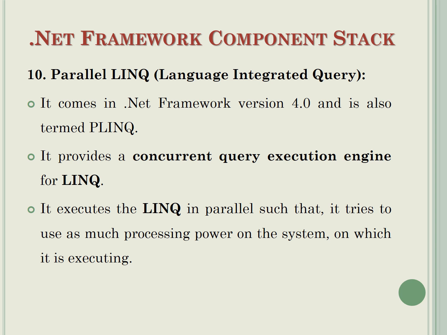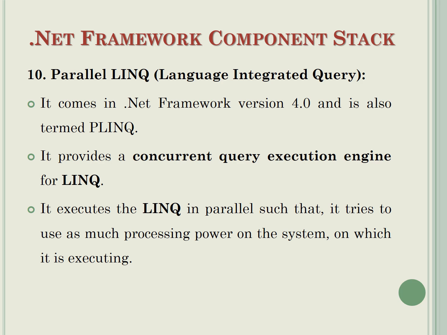The next component is Parallel LINQ. It comes in .NET Framework version 4.0. It is termed PLINQ. It provides a concurrent query execution engine for LINQ. It executes LINQ in parallel such that it tries to use as much processing power as possible on the system on which it is executed.